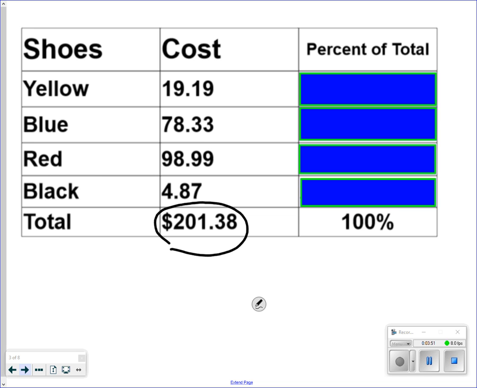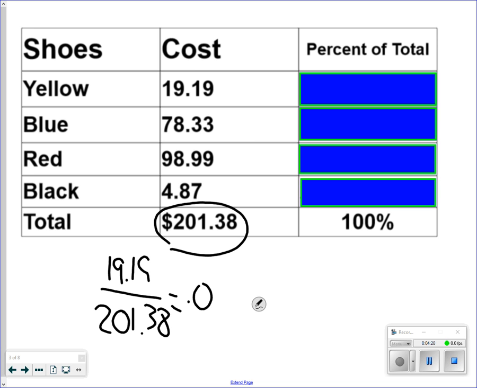$19.19. So that means you take $19.19 and you're going to put it over $201.38. So if I type this on my calculator, I want you to do this with me with a calculator, so press pause and find one if you don't have it. But we're going to go 19.19 divided by 201.38, and you are going to get a really long number, but you're going to write just the 3 numbers after the decimal. So you're going to get 0.095.